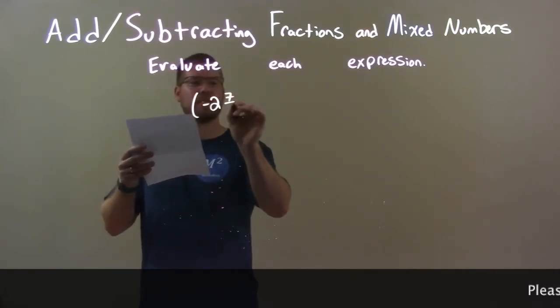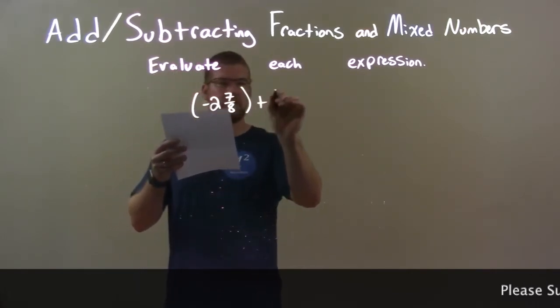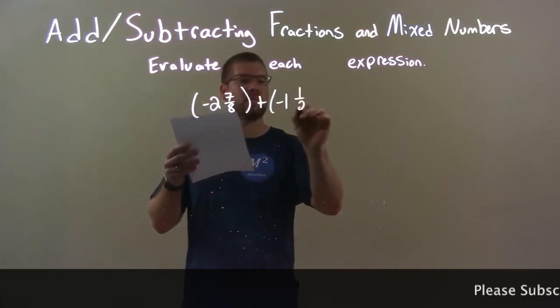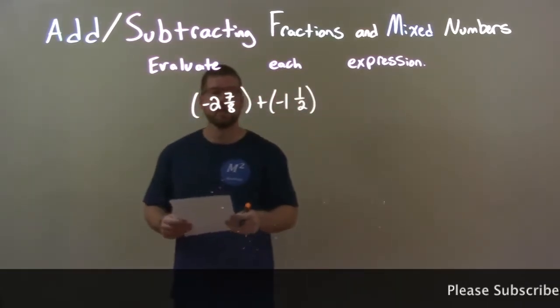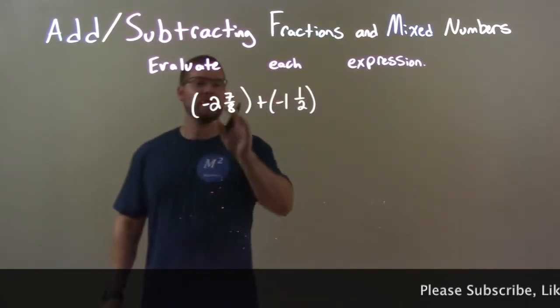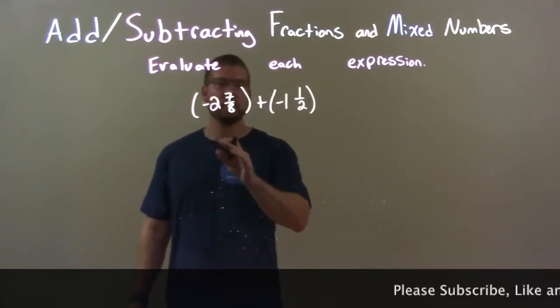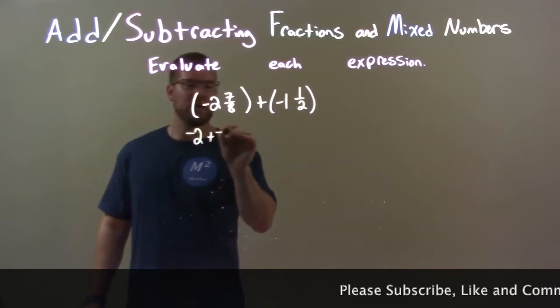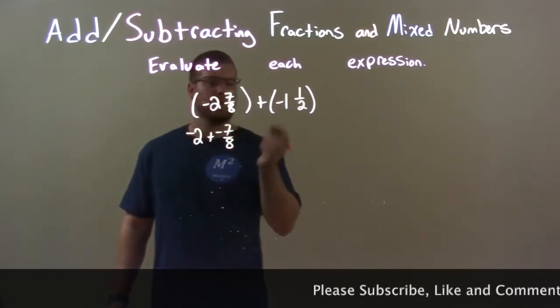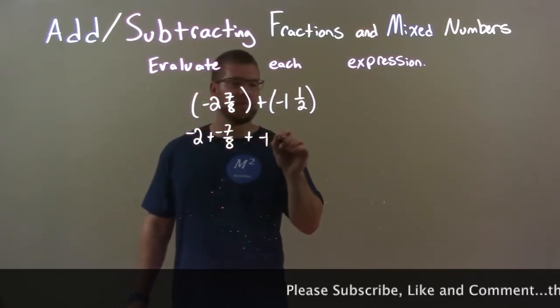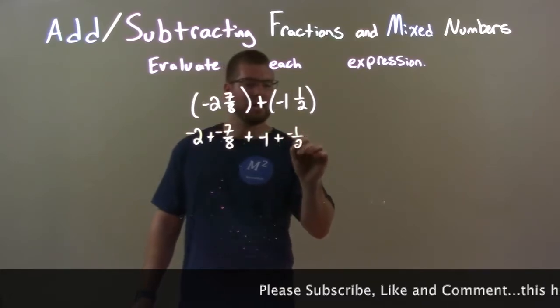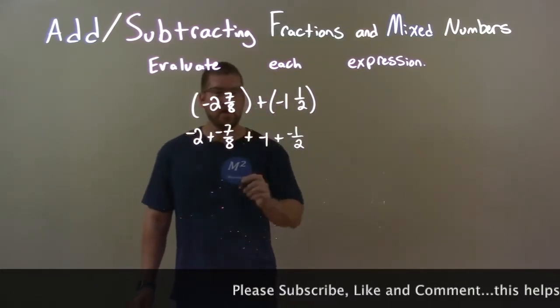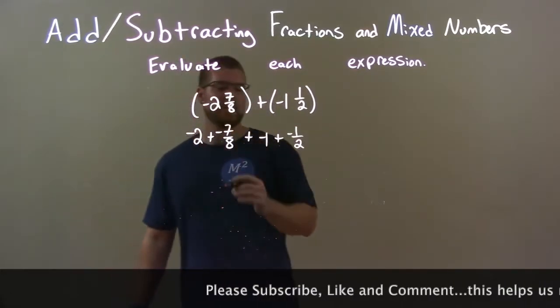-2 and 7/8 plus a -1 and 1/2. Okay. Well, first thing I like to do is break down this mixed fraction to be a whole number and a proper fraction. So we have -2 plus a -7/8 here. Then plus a -1 plus a -1/2. Okay. Now I'm going to add my whole numbers and my fractions.